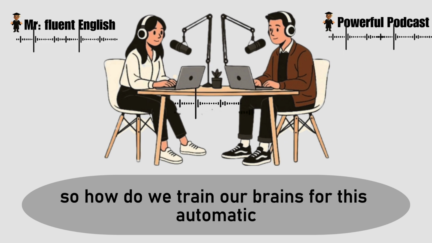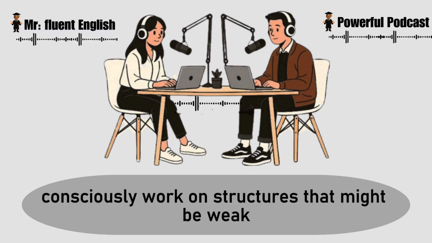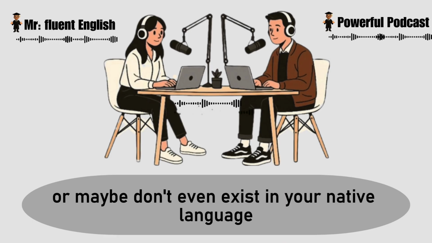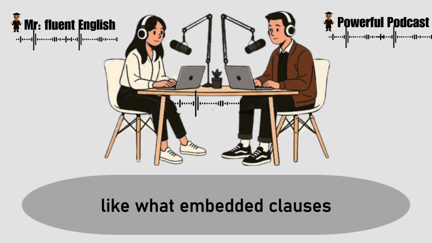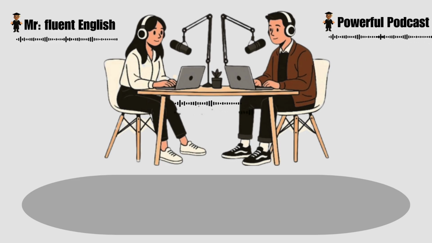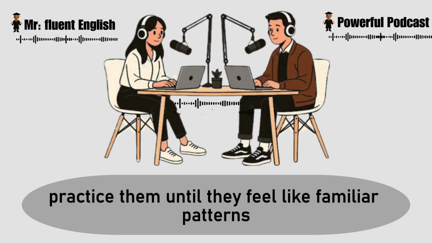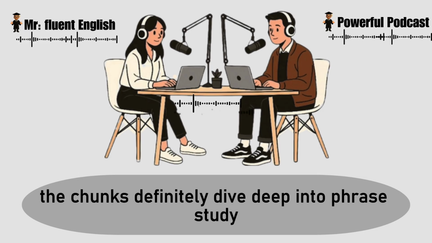So how do we train our brains for this automatic, natural output? What's the practice regime? You need to consciously work on structures that might be weak or maybe don't even exist in your native language. Practice complex English structures. Like what? Embedded clauses, conditionals, maybe sentences with inverted word order. Practice them until they feel like familiar patterns, not mental gymnastics. And focus on those word groupings, the chunks.